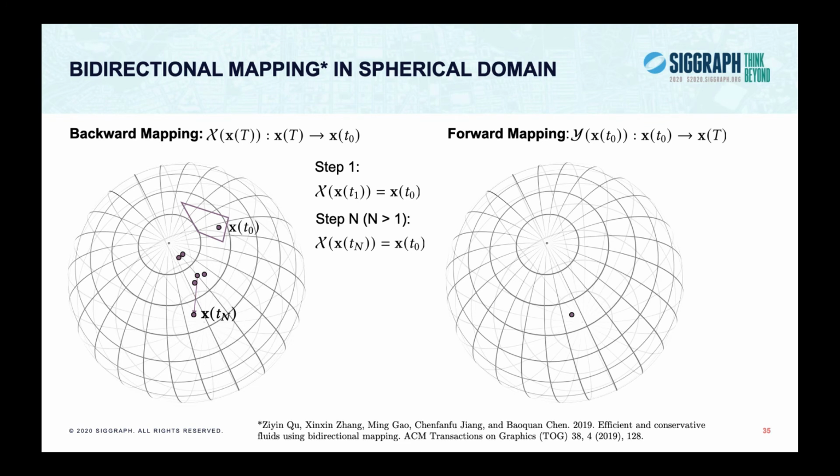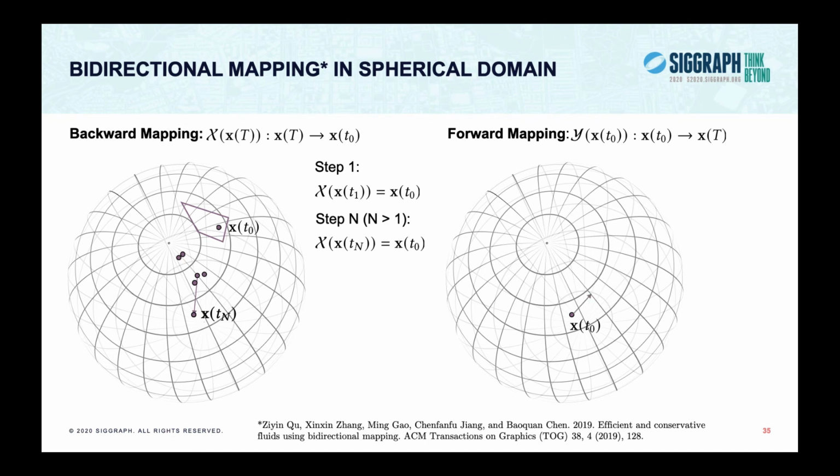Now to forward mapping. In contrary to backward mapping that maps a spatial point to the initial position, forward mapping maps a point at the initial position xt0 to its current position at t equals capital T. The idea is simple to understand. We just track a grid point along with the flow to its position at the next time step t1.